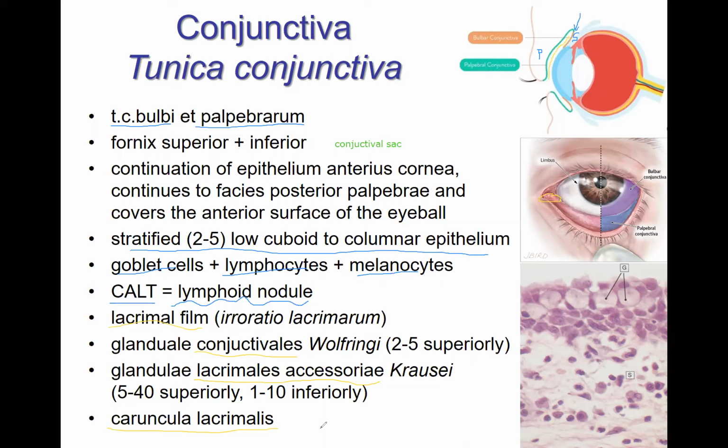It's in the medial angle. So the conjunctiva is an epithelial tissue covering the internal or posterior surface of the eyelid and the visible part of the sclera. And it helps the eyelids to smoothly slide over the sclera and cornea.